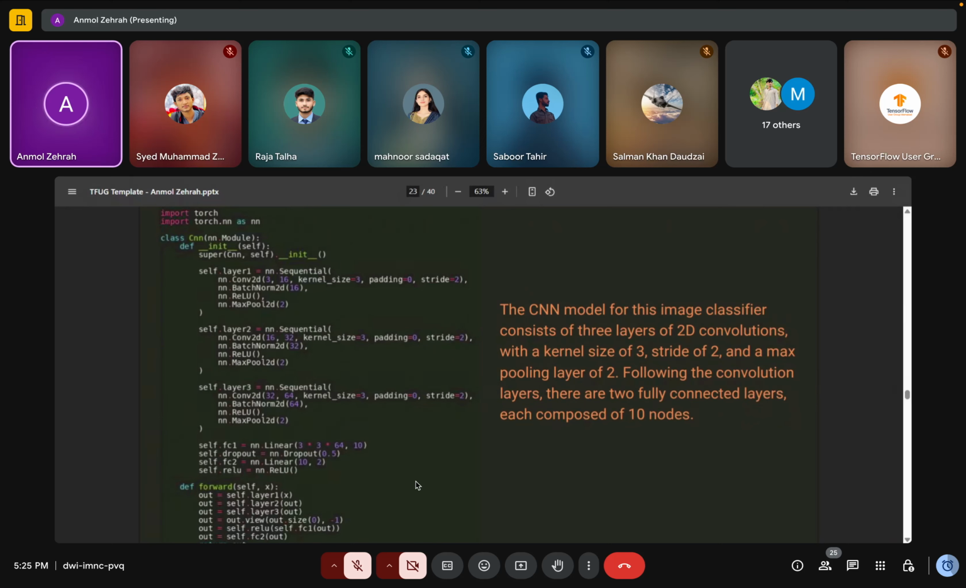After the convolution stages, we use the fully connected layers. Here I'm using two fully connected layers, and the second layer maps to two output classes, cats and dogs, right?